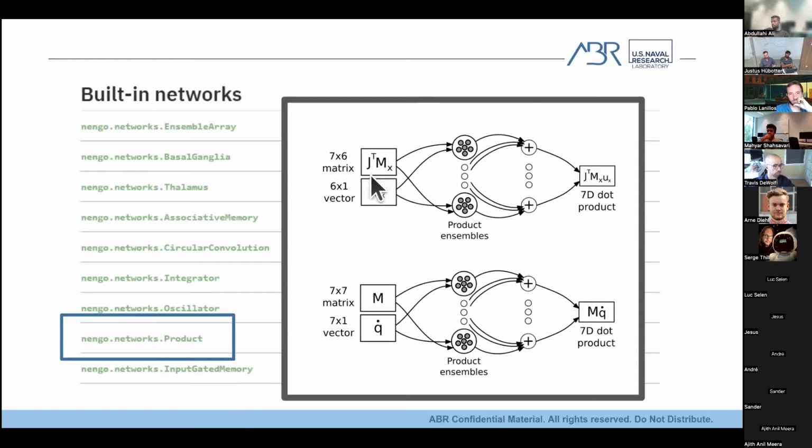We have our JTMX term from the machine learning trained network, and we have the set of forces that we want to apply. We then send the different dimensions of each of these vectors into a bunch of product ensembles and carefully connect them up, or carefully sum the output, such that we're implementing a dot product network. And we go from a 7x6 matrix and a 6x1 vector to a 7x1 dot product at the end. And then similarly for the other dot product that needs to be calculated between the joint space inertia matrix and the joint velocities.